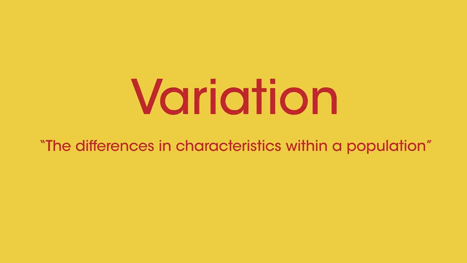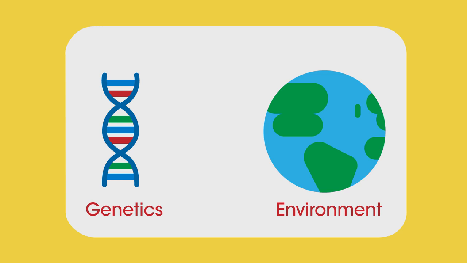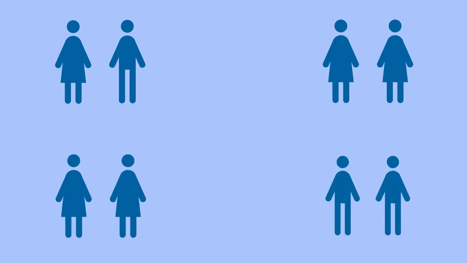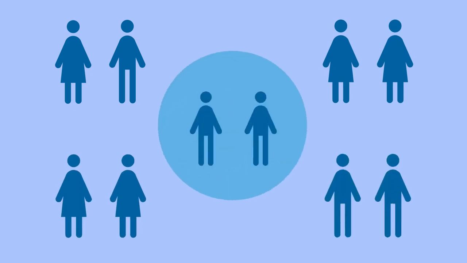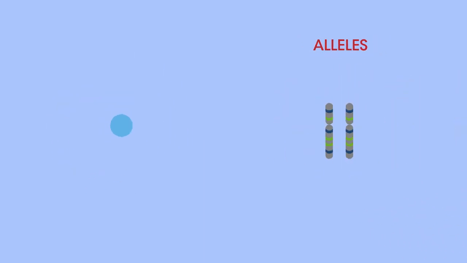Variation is the differences in the characteristics of individuals in a population. It can be due to genetics, the environment, or a combination of both. Let's start with genetics. Different members of a population have different DNA, unless they are identical twins. This means they have different versions of genes called alleles, and these alleles give rise to different characteristics.